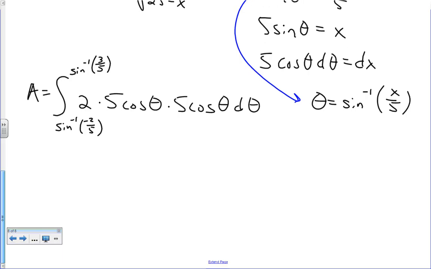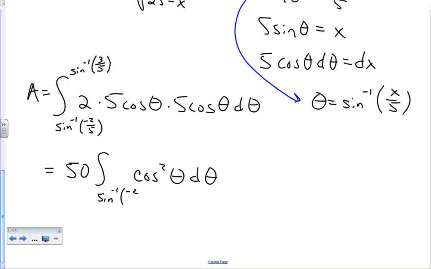All right, so let's rewrite this before we use the fundamental theorem to evaluate it. I've got 2 times 5 times 5. That's going to be a total of 50. I'll pull that out front. And I've got the cosine squared of theta, because it's cosine times cosine. And that's still being integrated from sine inverse of negative 2/5 to sine inverse of positive 3/5.